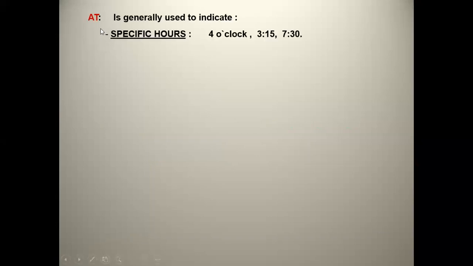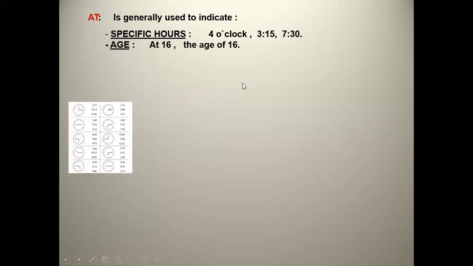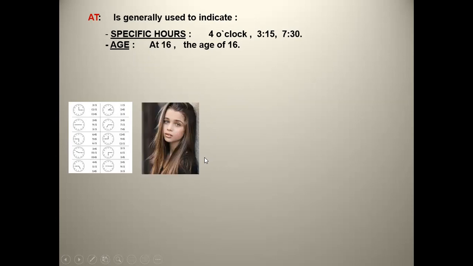Okay, we have the preposition at, and it says that at is generally used to indicate specific hours like 4 o'clock, 3:15, or 7:30, or any hours you want to talk about. Hours, okay? Then we're going to add that at is generally used to indicate age. When we talk about the age, we say at 16, at the age of 16, or at the age we want to talk about.